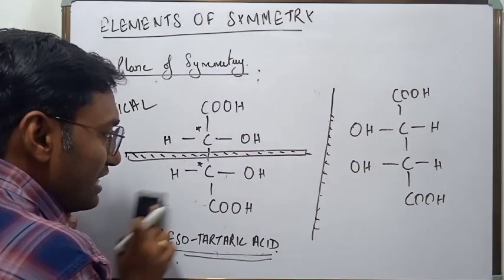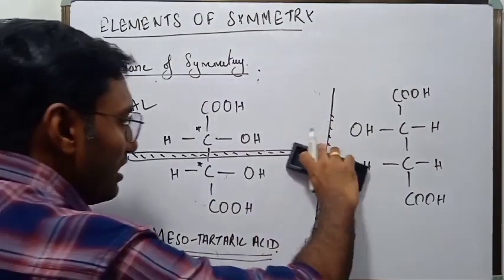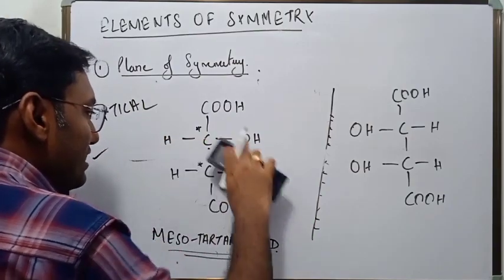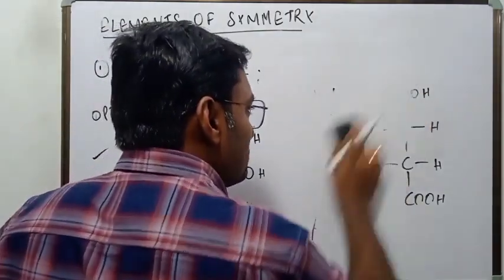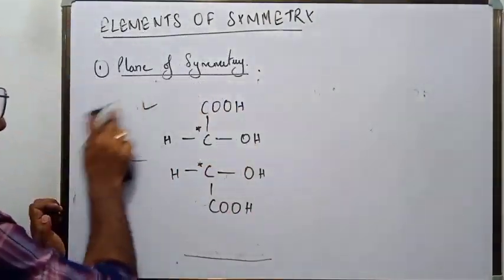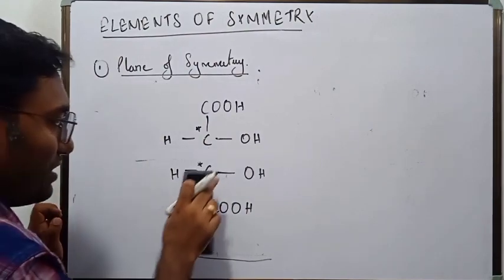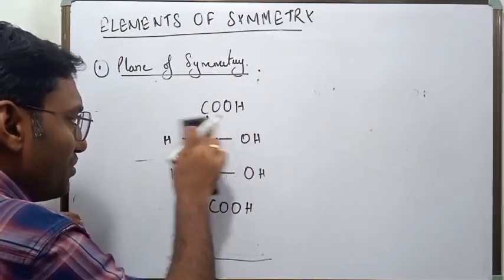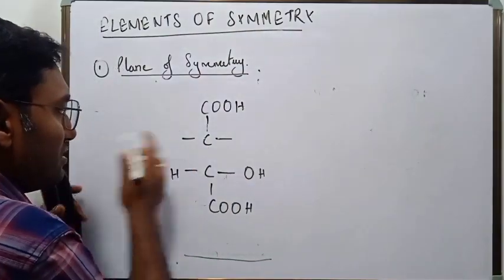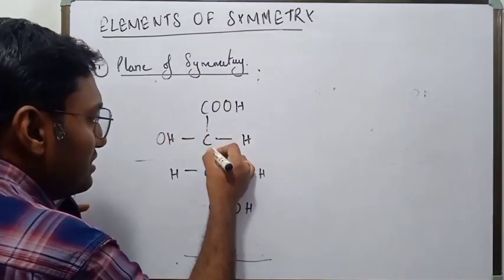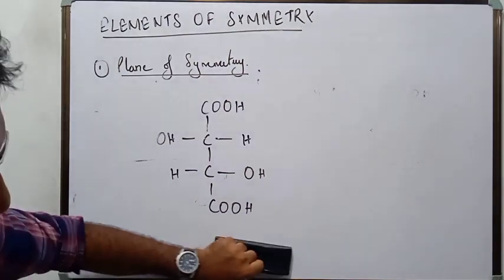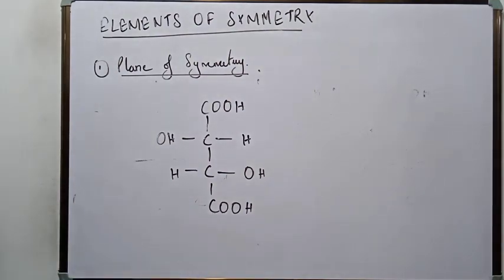Now, another isomer I will draw, and I will show you in that how optical isomerism is possible. I am rubbing out the mesotartaric acid from here, all these things which I don't need. Now another isomer I will draw here. I will remove this OH and put OH and H. This is another isomer of tartaric acid. It's not mesotartaric acid. This is another isomer of tartaric acid.